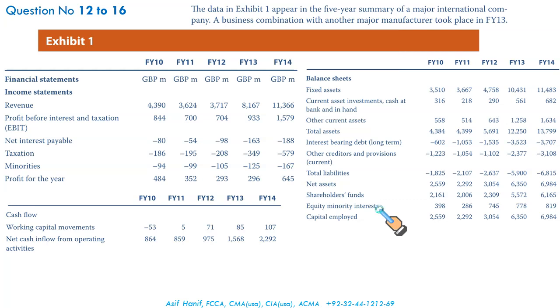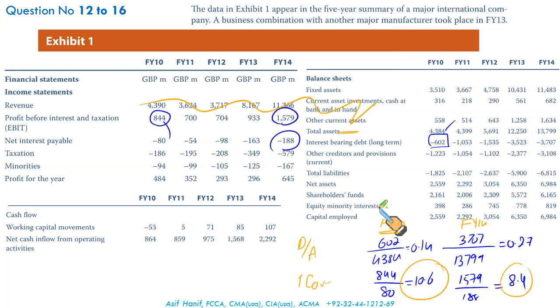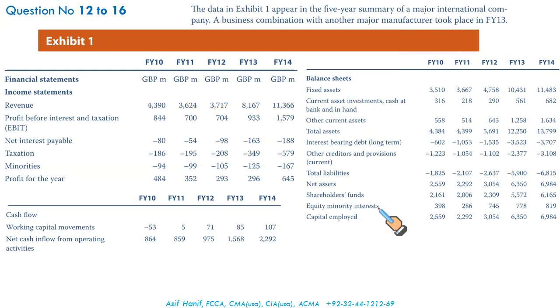We have it here. Let's erase this first. Take a pointer, erase this again. All right. We need to calculate current ratio for FY10 and FY14.